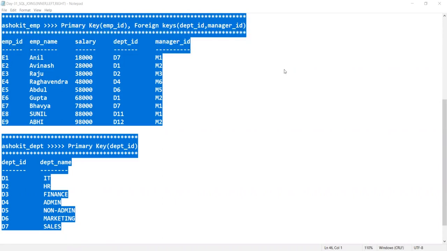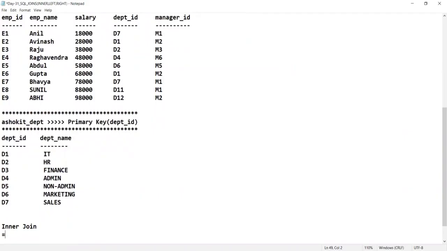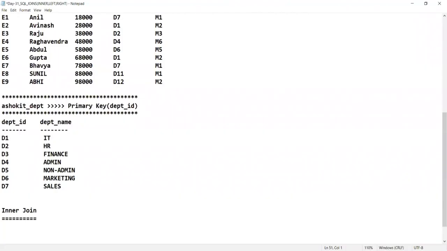What do you mean by inner join, and how do we perform an inner join? Come on, guys. When you are joining two tables with the help of the join keyword, such a join we can call an inner join, or not?